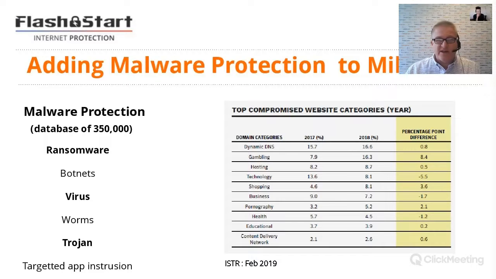So these are threats born on the internet when you visit a website or you're browsing. You don't actually necessarily open or contact the website. It's kind of drive-by downloads. And see here on the right-hand side, this is from the ISTR research, February 29, about the top domains that are the source of these malwares. Dynamic DNS, gambling, hosting, technology, shopping, business, pornography, health, education, and CDN networks. We do all these, and through that, apply our protection.